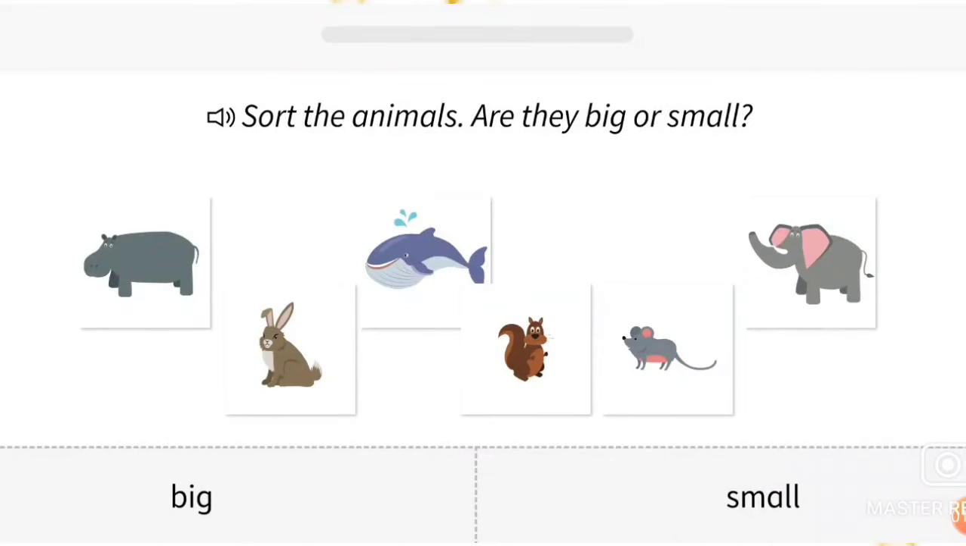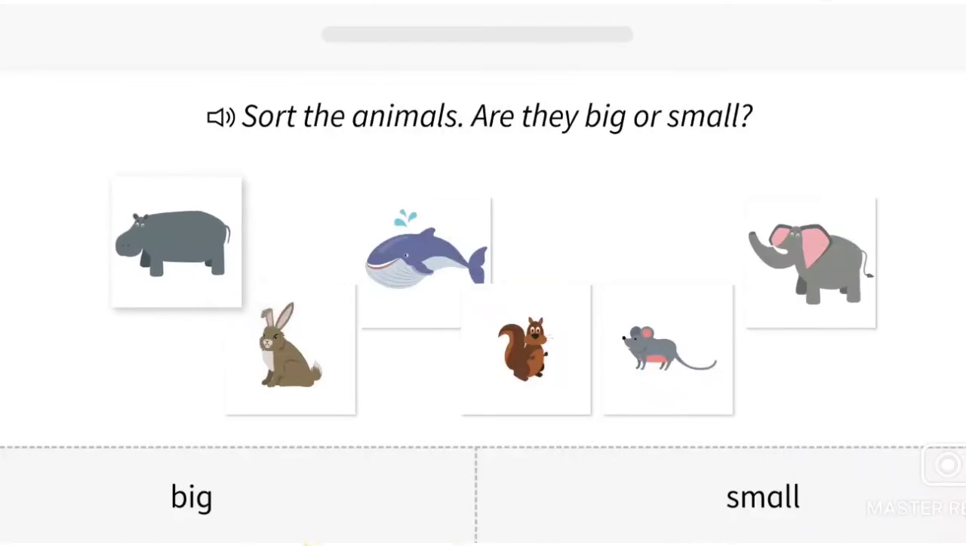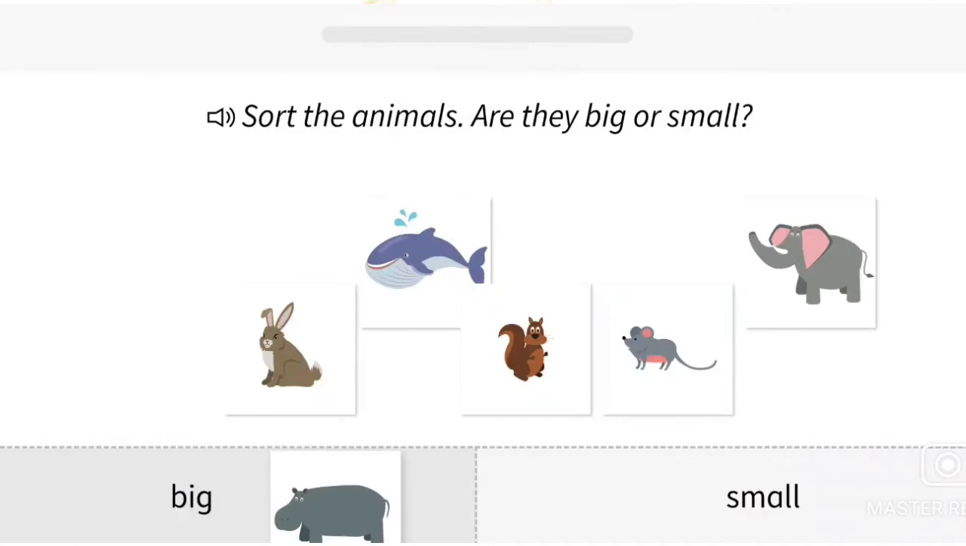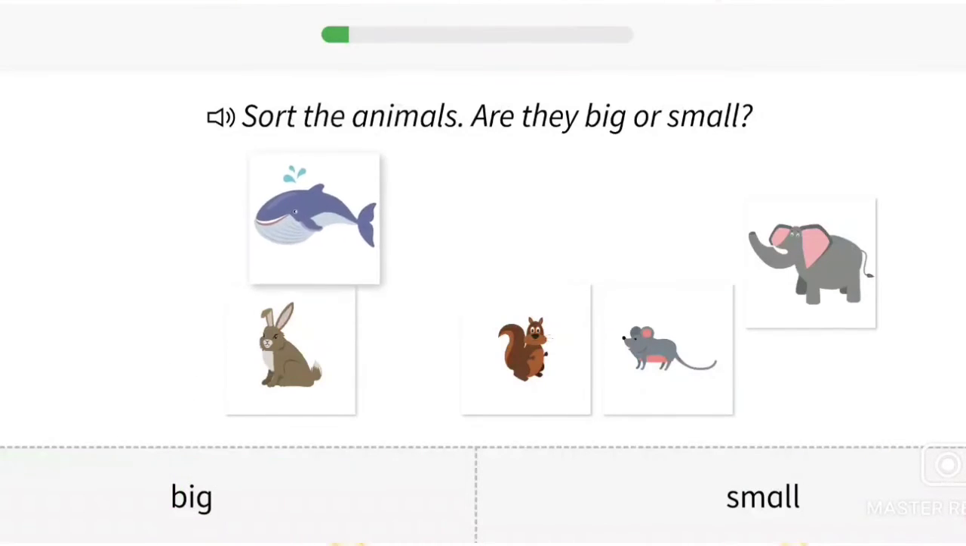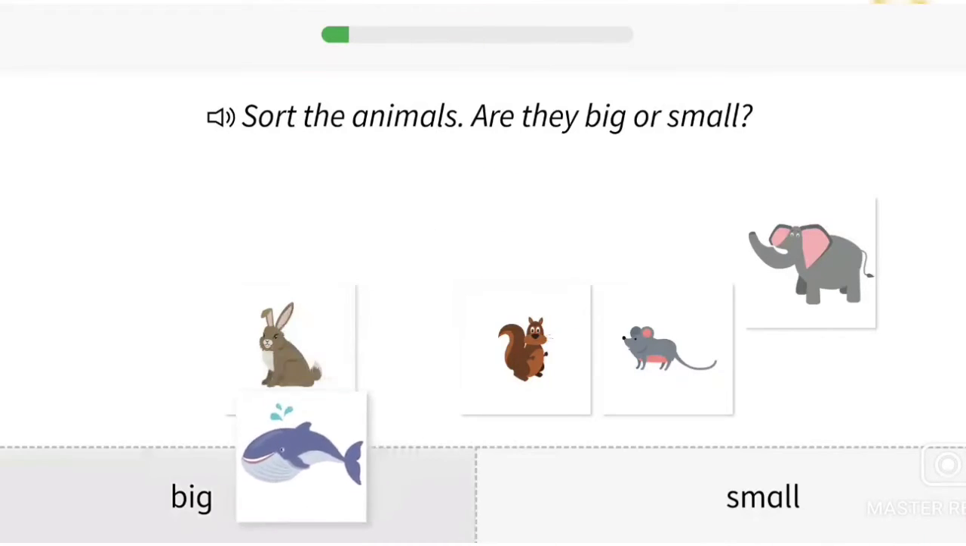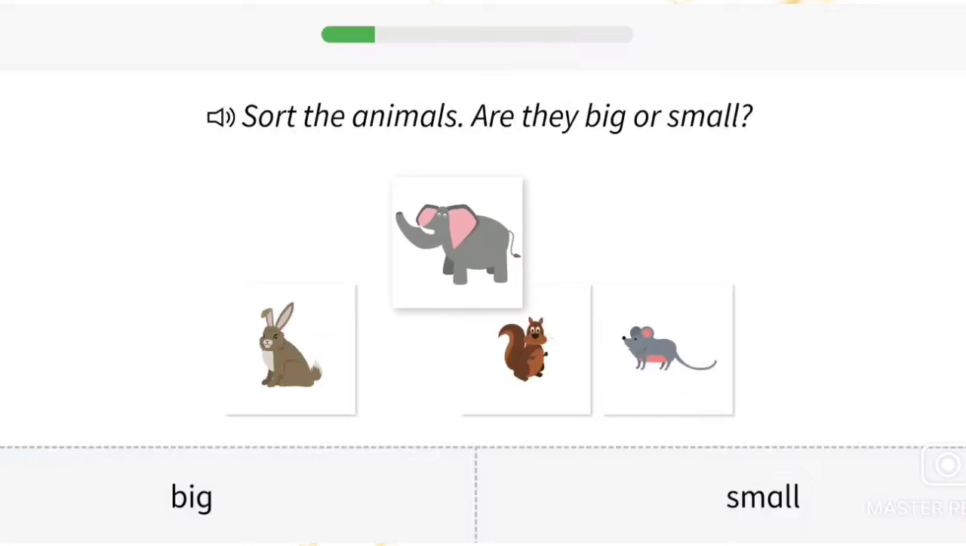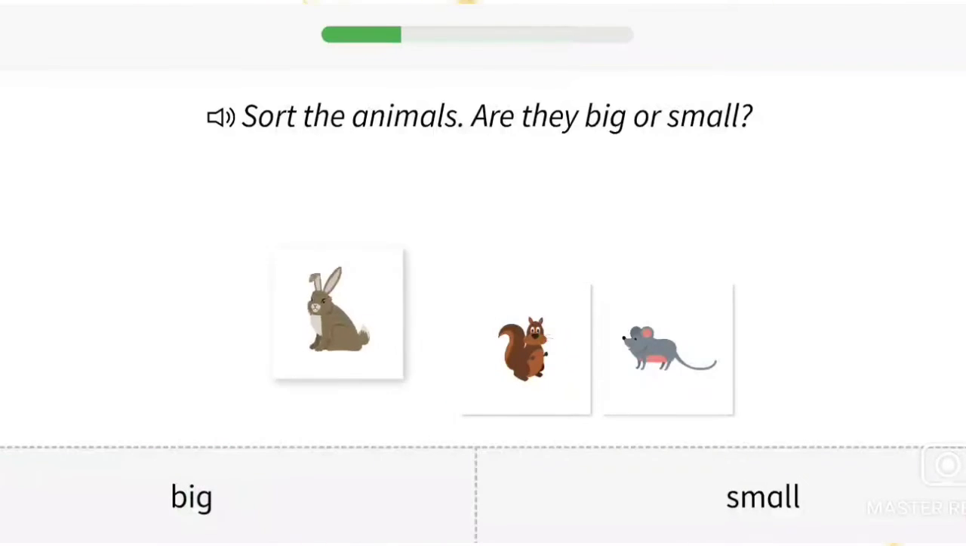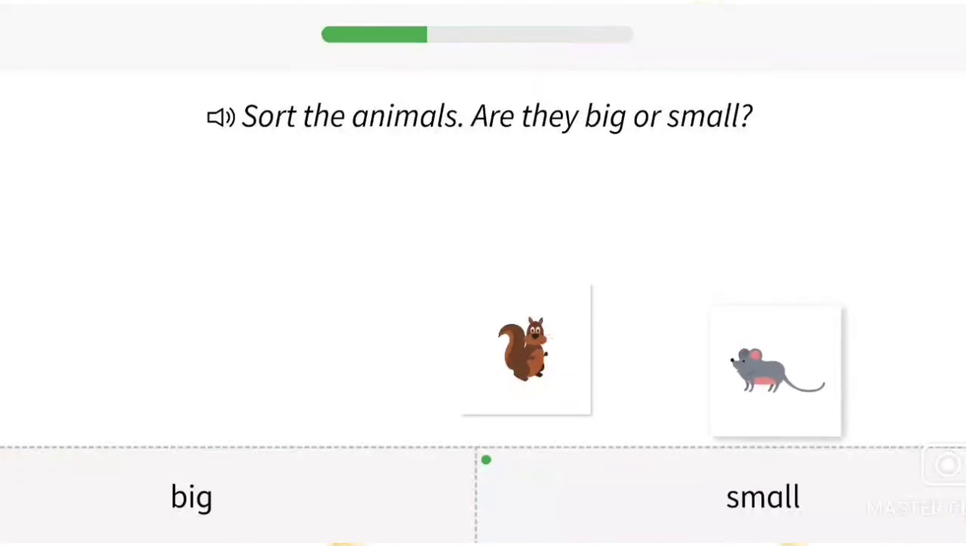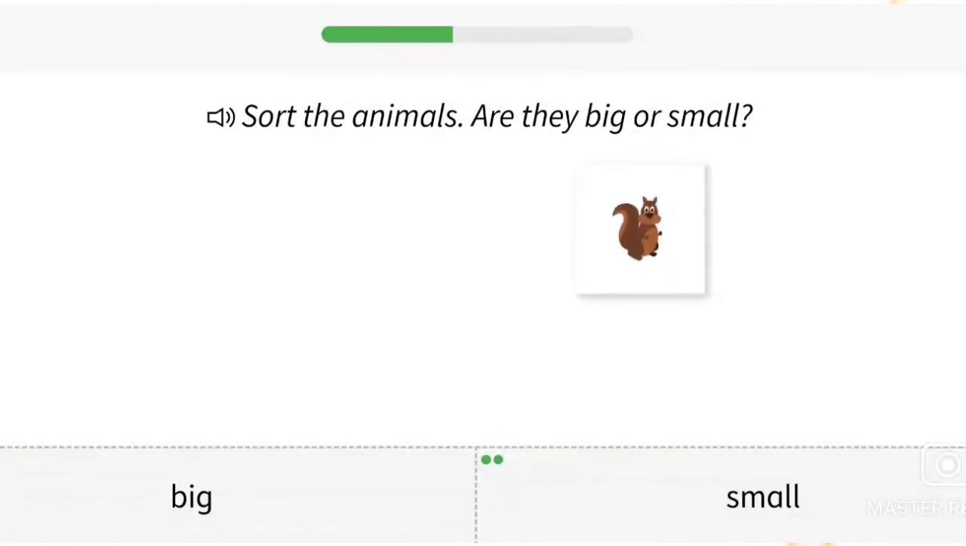Dear students, now we have to sort the animals. Are they big or small? This is a hippopotamus, and is this big or small? This is big. This is a whale fish. This is also big. An elephant is also a big animal. Rabbit is small. Mouse is small. And this squirrel is also small.